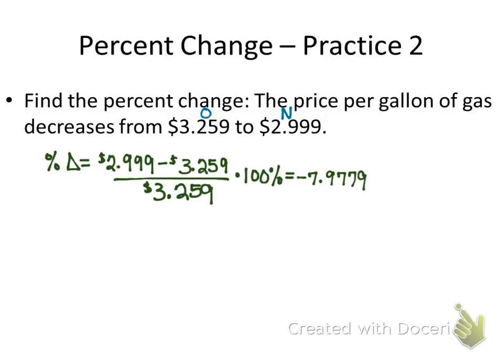7.9779. Now, we're dealing with money, right? So we're going to go ahead and round it to the nearest, what does it say? Well, actually, we're not dealing with money. We're dealing with percent. What's our practice say? We're going to round it to the nearest tenth of a percent. So we're doing a little bit different because we're no longer dealing with money. We're just dealing with the increase or decrease of a percent change.